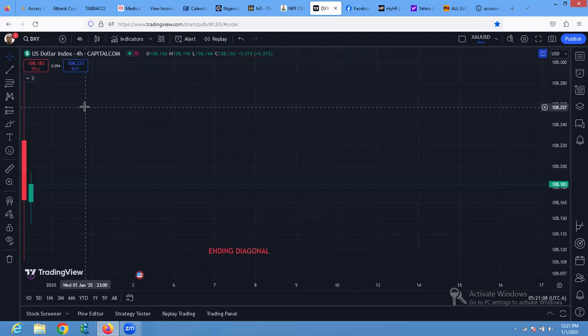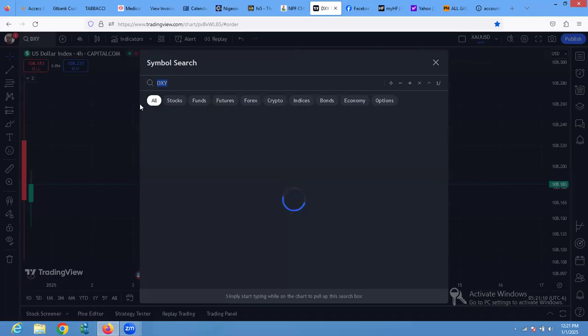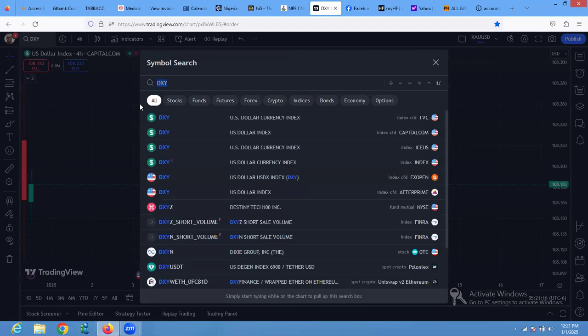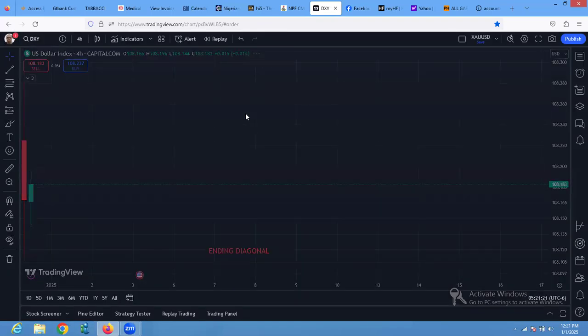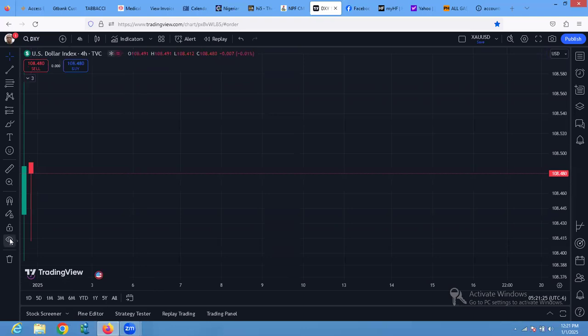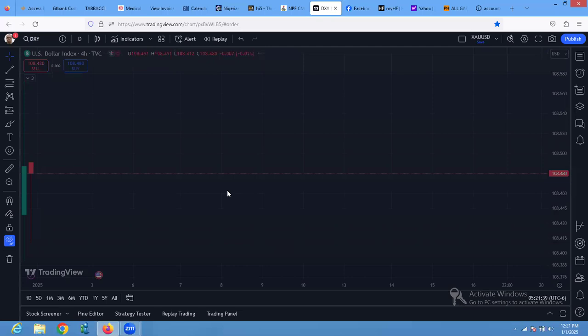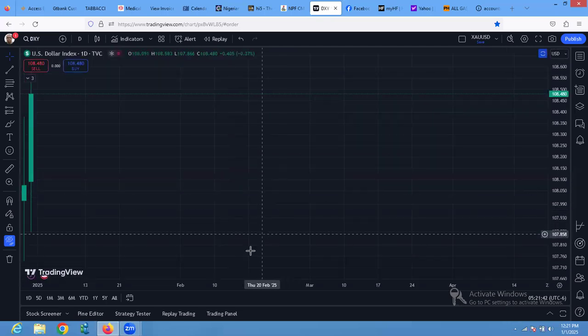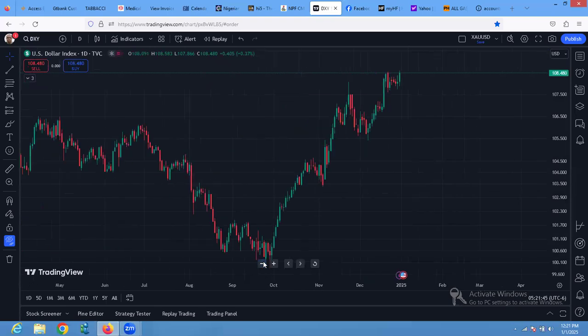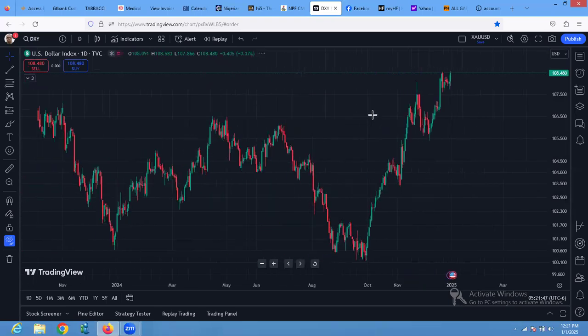So let's go and take a look at DXY. Let's look at the DXY. Let's look at the daily time frame.